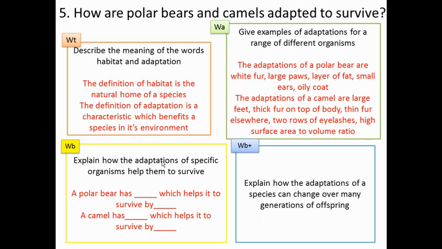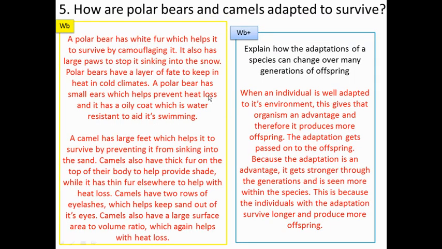Adaptations of a polar bear are white fur, large paws, a layer of fat, small ears, and an oily coat. You can see here we're not going into the reason why these are adaptations, we're just listing them. Adaptations of a camel are large feet, thick fur on top of the body, thin fur elsewhere, two rows of eyelashes, and a high surface area to volume ratio. If you've gone into why these are adaptations, then you're doing the Working Beyond Plus.